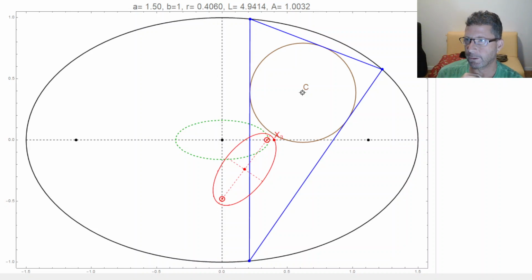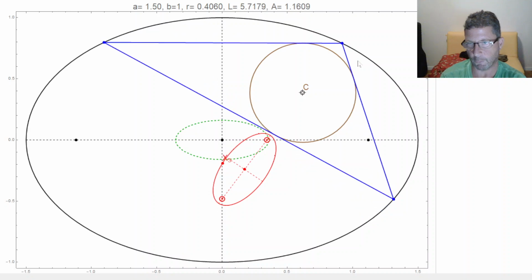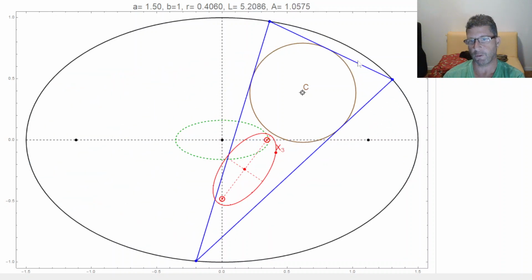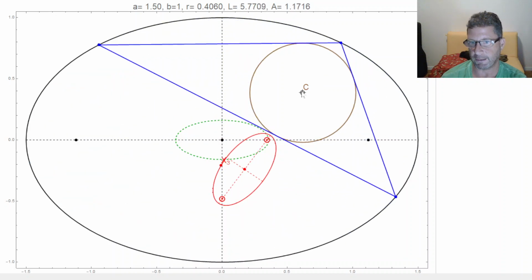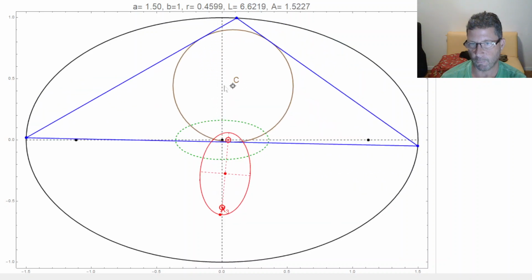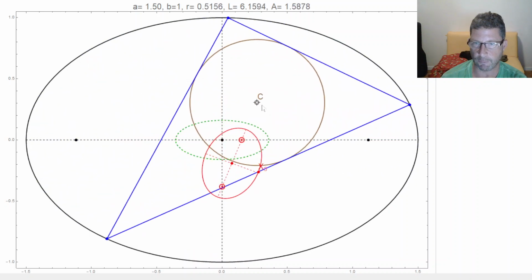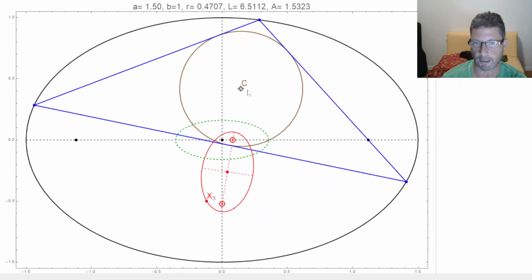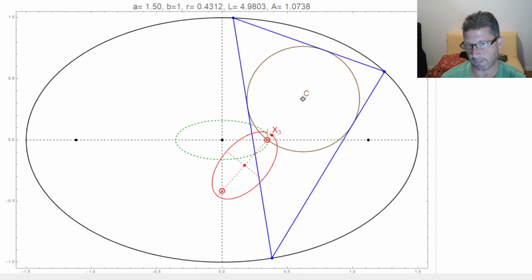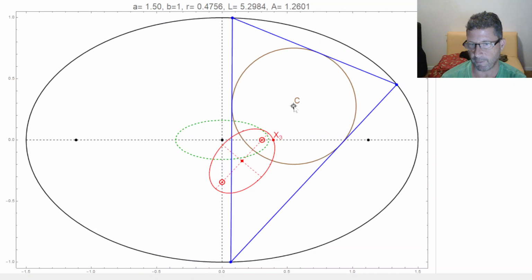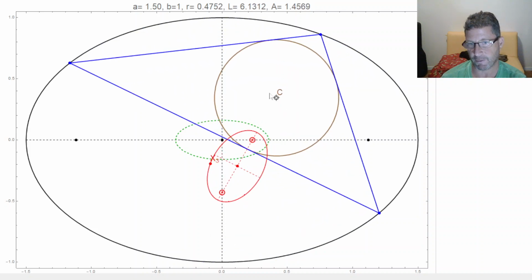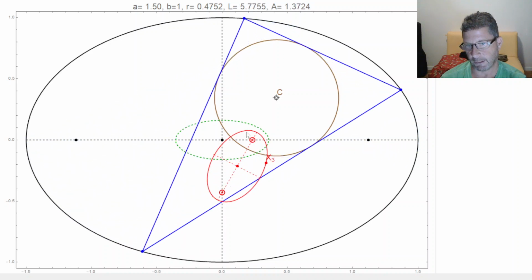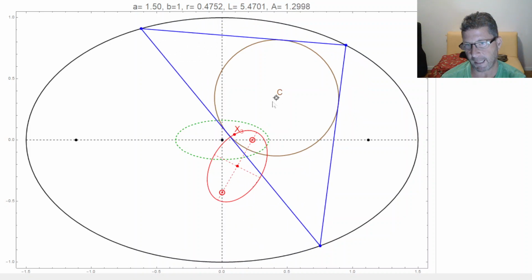So as before, consider a Poncelet family of triangles inscribed between an outer ellipse and a caustic, which is a circle. Let's call the center of the circle C, okay? This app allows me to drag the center C around and continue to satisfy n equals 3 Poncelet. Now, we saw in the previous videos that the locus of X3 is an ellipse whose major axis passes through C.